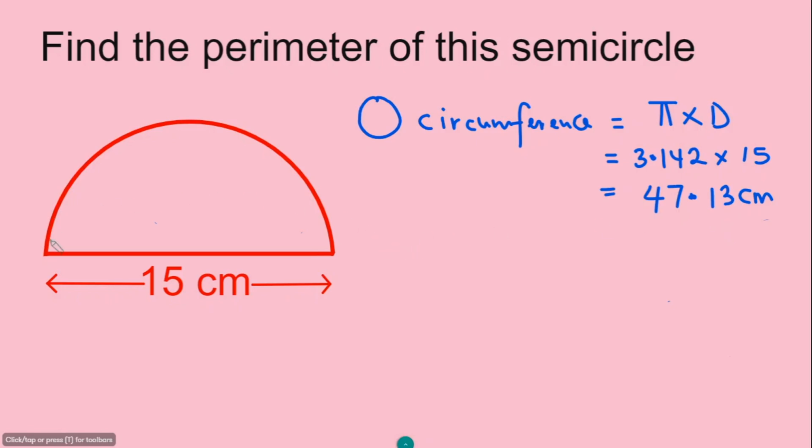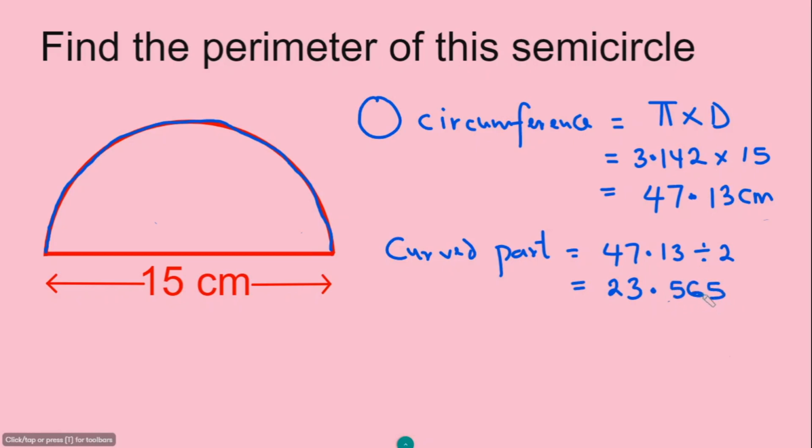Okay, so this curved part here, I'm going to shade it blue. The curved part, which of course is in blue here. To find the distance of it, you have the full circumference, which is 47.13. I'm going to divide it by 2. If I do that, I'm going to have 23.565. Remember, you have to use a calculator to do this. Now, this distance here is the distance of this half circle here.